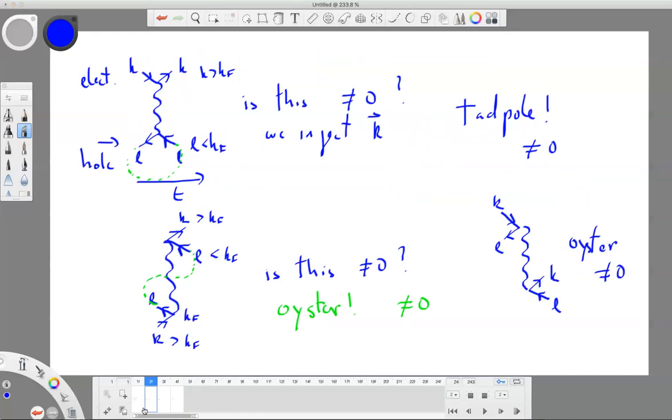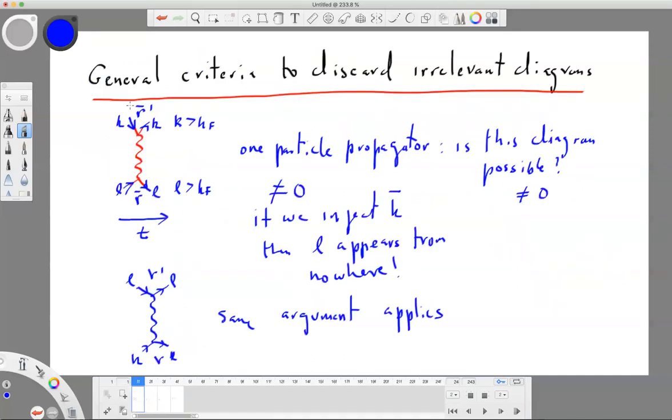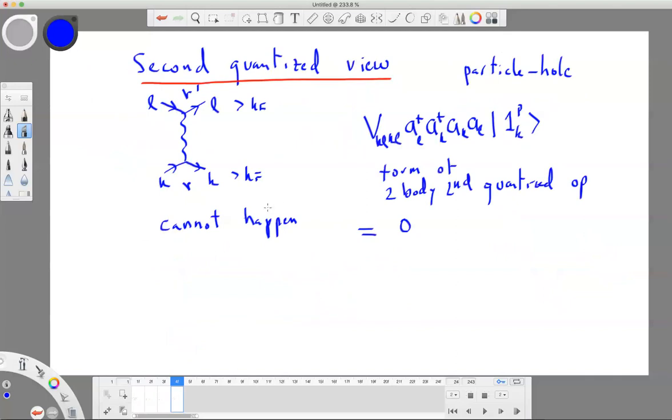This one here. Why was this diagram 0? So this is exactly the same with the K and the L, like this. So we cannot have a fermion coming out from nothing. If we inject a single fermion, another fermion cannot spontaneously appear above the Fermi energy. So that was the argument from the picture, and now this is the argument from second quantization.